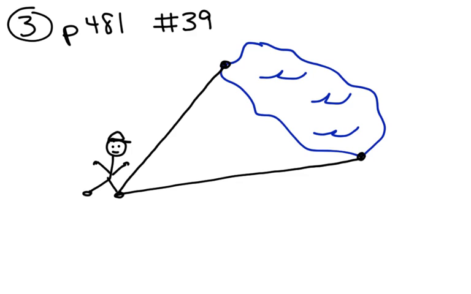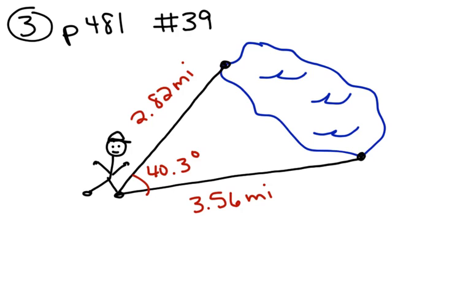Problem 3 is from page 481, number 39. To find the distance across a small lake, a surveyor has taken the measurements shown. The measurements are from him to one side of the lake, it's 2.82 miles. And from him to the other side of the lake, it's 3.56 miles. The angle between those two distances is 40.3 degrees. Find the distance across the lake using this information.